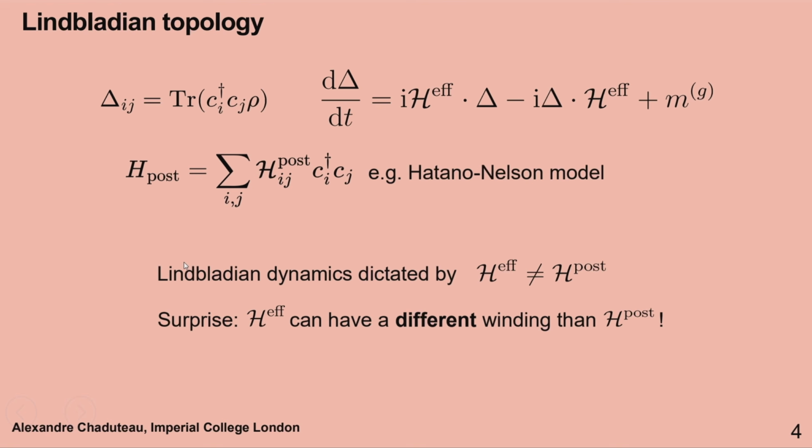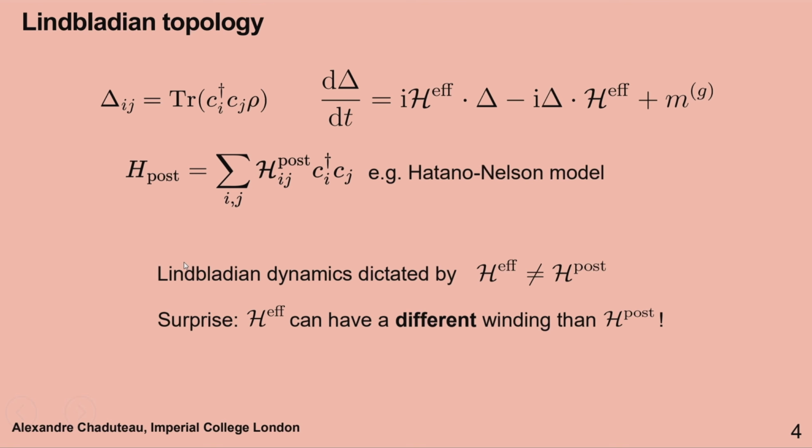And it turns out that from the Lindblad equation, one can derive the equation of motion for this correlation matrix, and it's shown on the top right here. Now I introduced two new matrices, H_F, which we call the effective Hamiltonian, to be distinguished from the post-selected Hamiltonian, and M^G, which is due to gain in the system, which I won't discuss further due to time. Of interest is this H_F matrix.